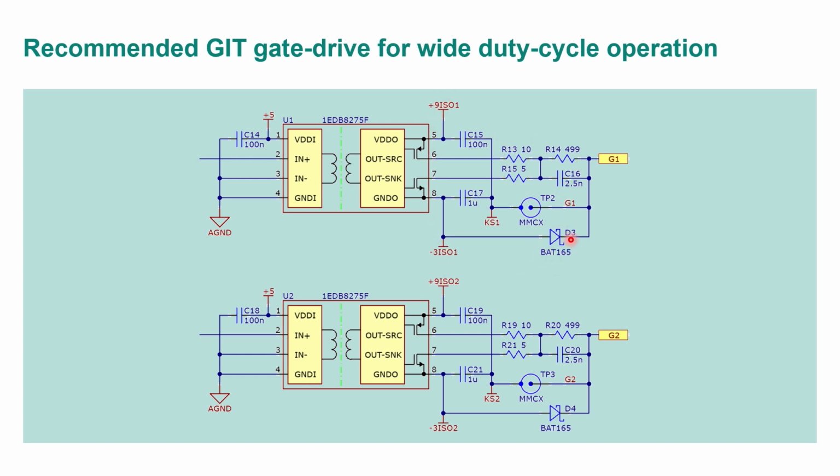And I've added this diode D3. This serves to rapidly reset the charge on C16 as I turn off. It means that regardless of duty cycle, even if I'm at 5% or 95% duty cycle, I will always be ready that C16 will be reset and ready to go for the next turn on for both high side and low side. So those are the key points to remember.